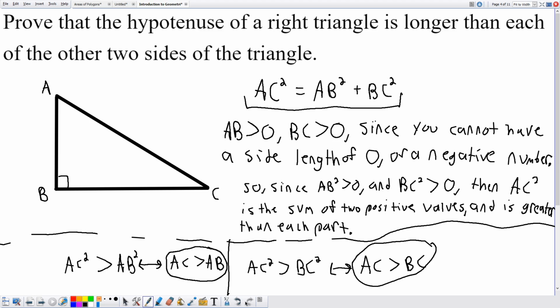So we have shown that the value of AC is strictly greater than AB, and AC is strictly greater than BC, meaning that AC is longer or has a greater value than AB and BC, and therefore is the longest side of the triangle.